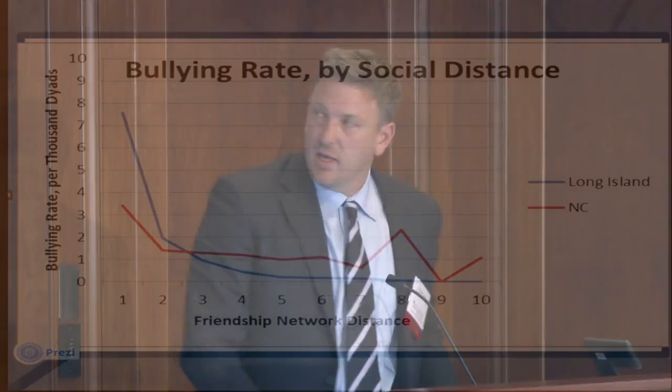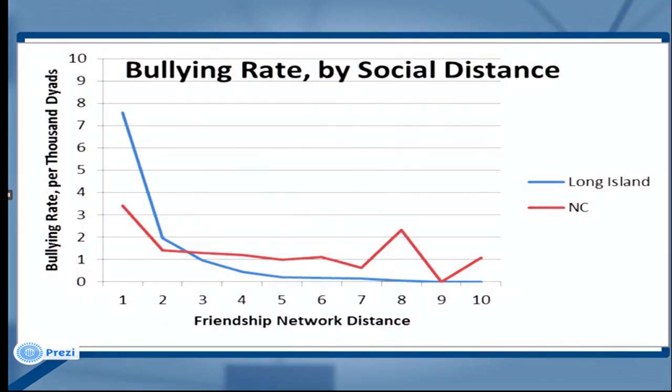We can see this again in a different way, where we look at how far apart two kids are from each other in the friendship network, like the six degrees of Kevin Bacon idea. What we see is that bullying rates drop dramatically as kids become farther apart socially. In other words, a lot of aggression is occurring within the friendship group and even between friends. And there are interesting dynamics of friendships that we observe over time.